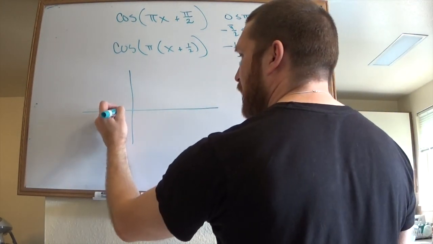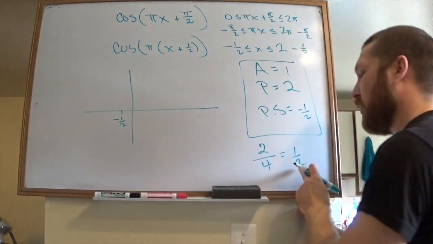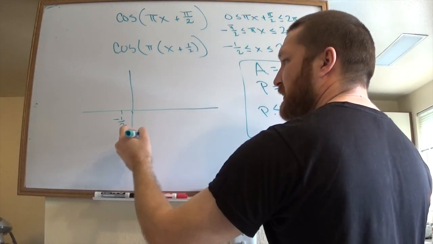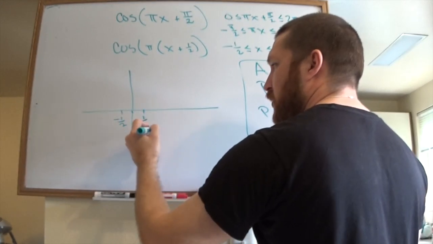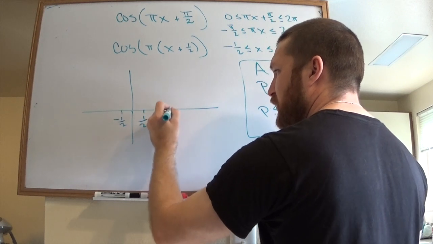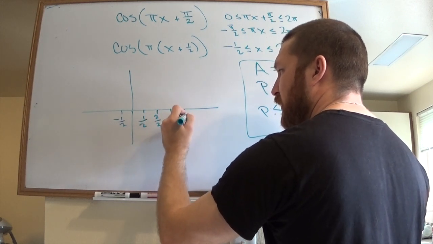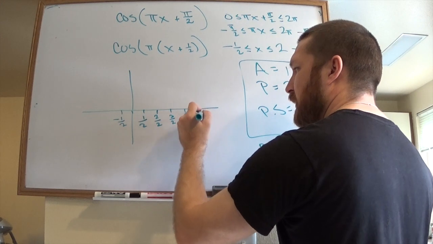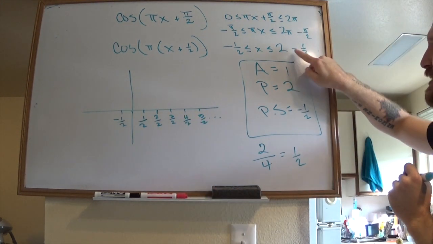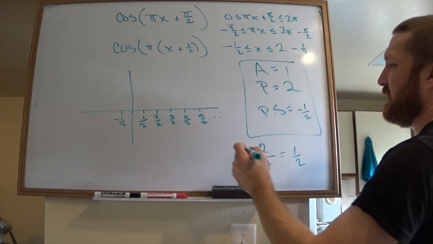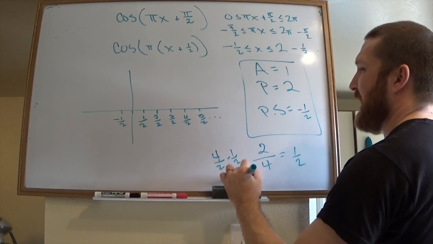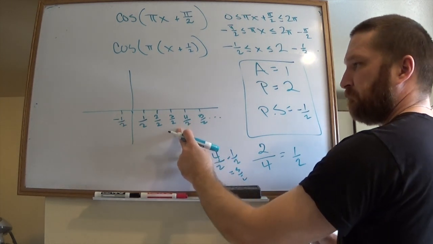Here's minus 1/2, and we're counting by 1/2. So we go 1/2 to 0, to 1/2, 2 over 2, 3 over 2, 4 over 2, 5 over 2, etc. And it should end at 2 minus 1/2, which is 4 over 2 minus 1/2, which is 3/2. So that should be one full period.